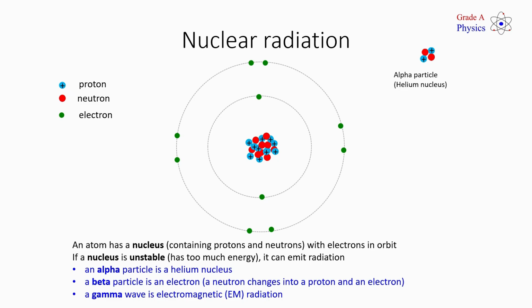Then we have the rather confusing idea of beta radiation. Beta radiation is an electron. So your first thought should be, well, there are no electrons in the nucleus. However, it turns out that a neutron is comprised of a proton and an electron. So we have this change of a neutron into a proton and an electron.